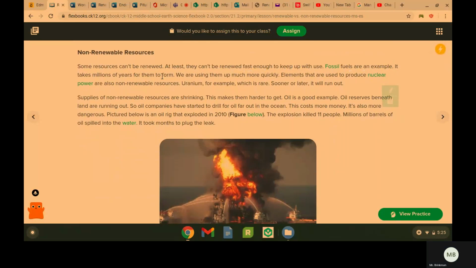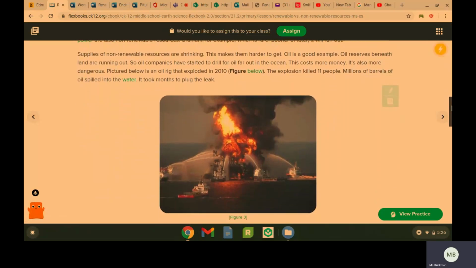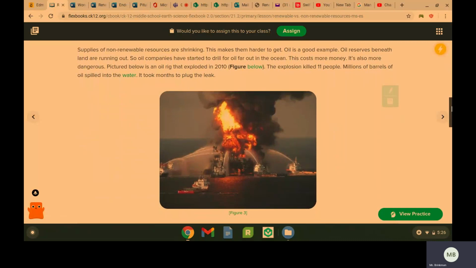All right. We're using them up pretty quickly. Also, elements that we use to make nuclear power are non-renewable. So these are things that are going to run out eventually. We just don't know when.